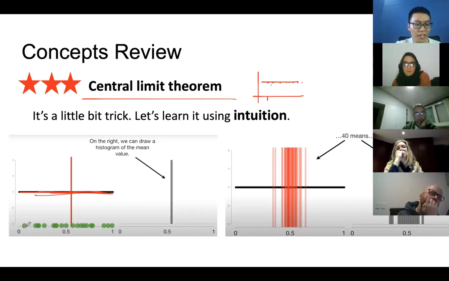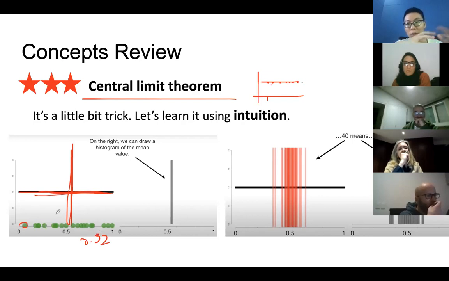Then you sample maybe 10 or 20 samples from this distribution, and you calculate the mean, right? For example, at this time the mean is 0.52. You don't have access to this distribution, but you can sample from it. So at this time you sample 20 green dots and you calculate the mean. The mean is equal to 0.58.